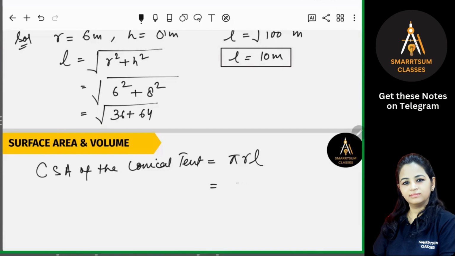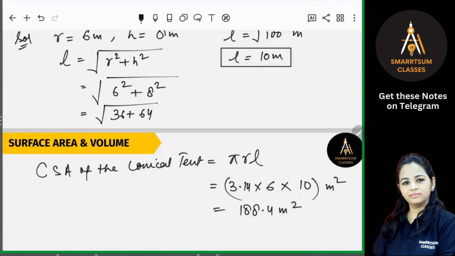Now put the values here. Pi is 3.14 given in the question. Radius is 6 and L is 10 meter. So this is pi r L meter square. Now if you solve this, it will become 188.4 meter square. So this is the curved surface area of the conical tent.